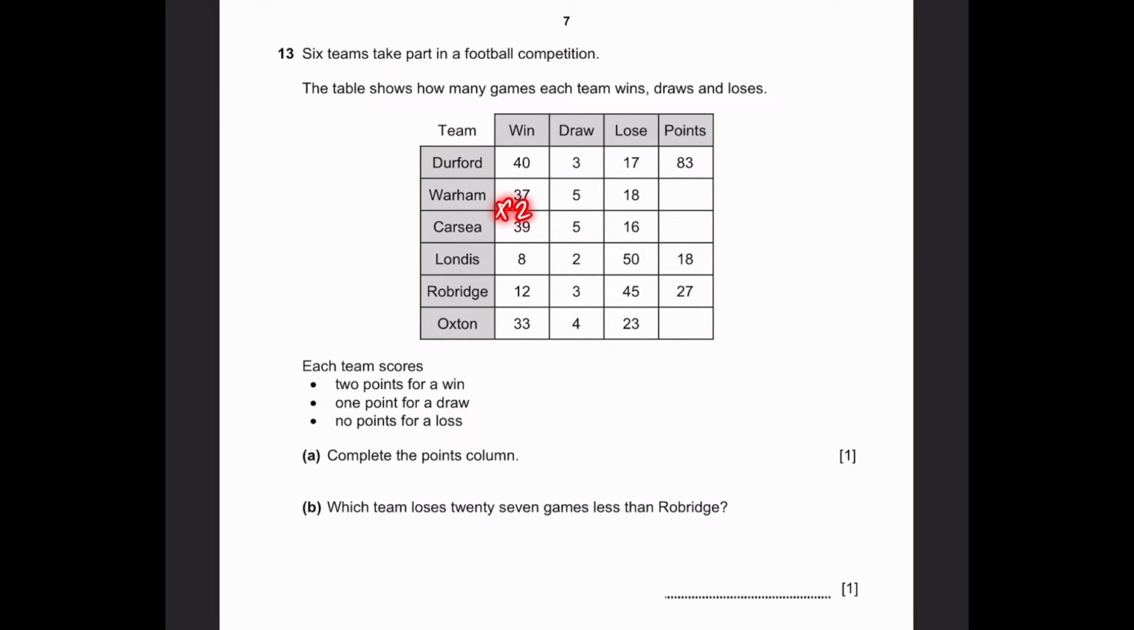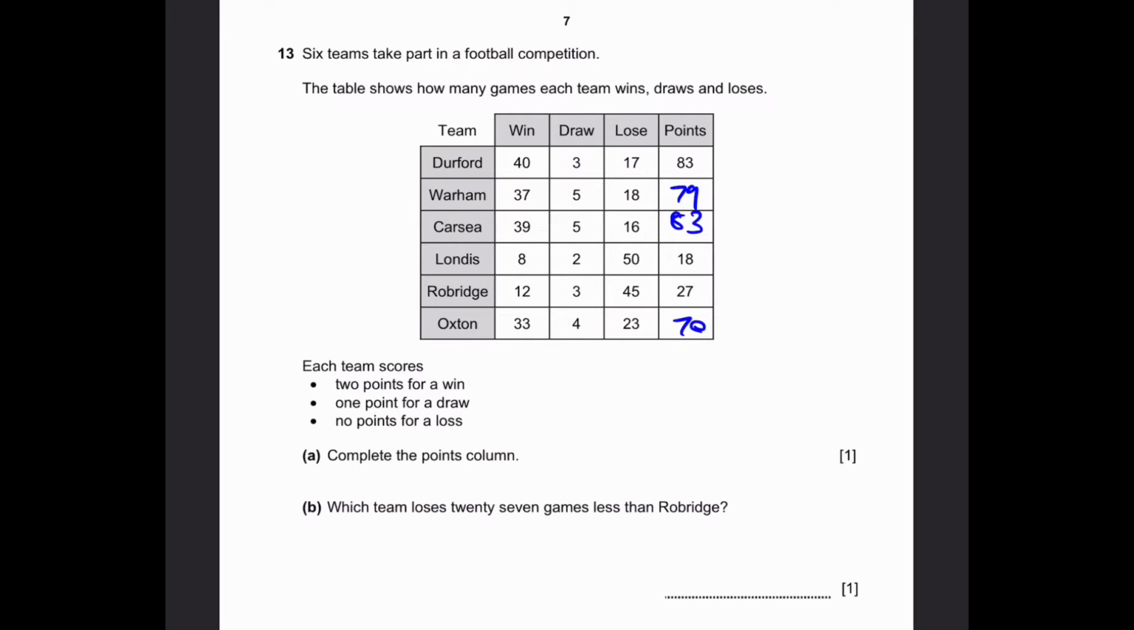So 37 into 2, 74 points for win. 5 into 1, 5 points for the draw. There's no points for losses, so 74 plus 5 is 79. Using the same thing, 39 into 2, we get 78, and then 5. Add them up, 83. Auction, 33 wins and 4 draws, so 33 into 2, 66. 66 plus 4, 70. That's the answer.